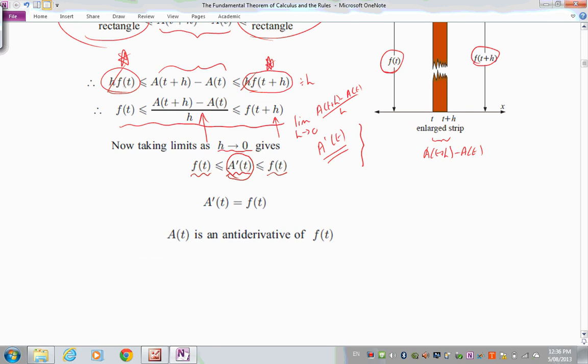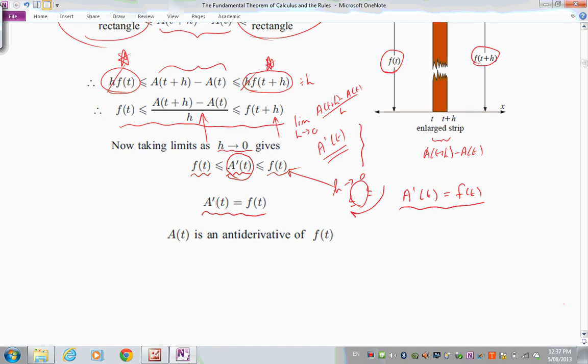Well, that's called the Sandwich Theorem. If you have h tending to naught and two ends of an inequality both approach each other, then the thing in the middle, by the Sandwich Theorem if you like, has the same limit. The limit will be f of t. Both ends are tending to f of t, and A dash t will therefore be jammed in the middle. A dash t is f of t.